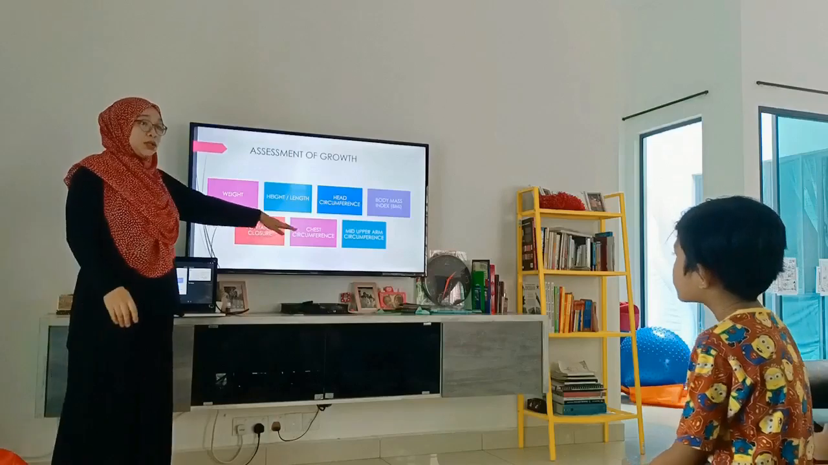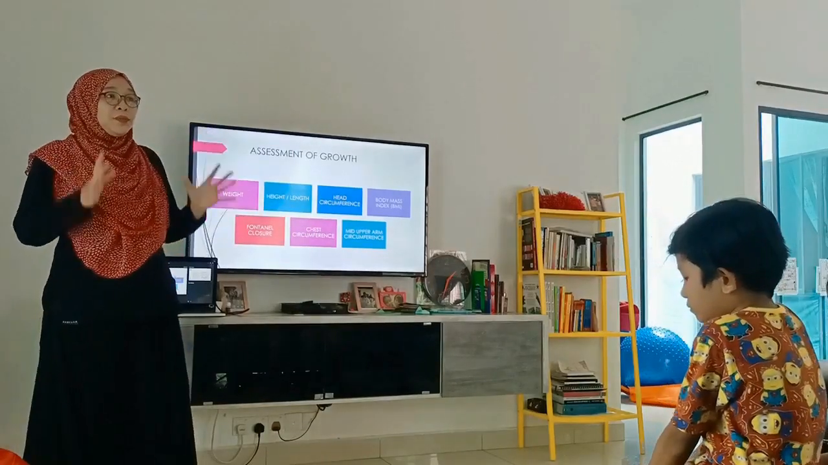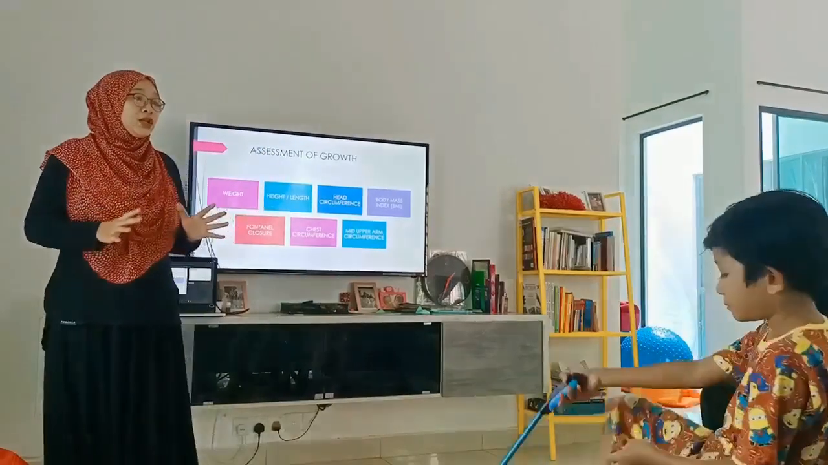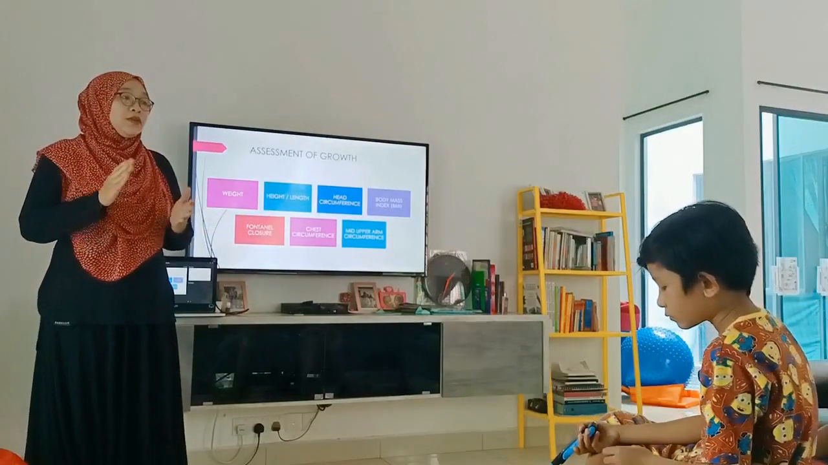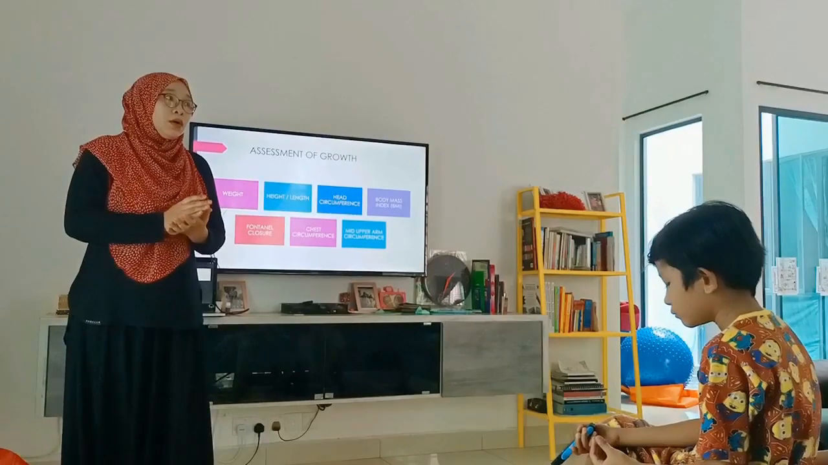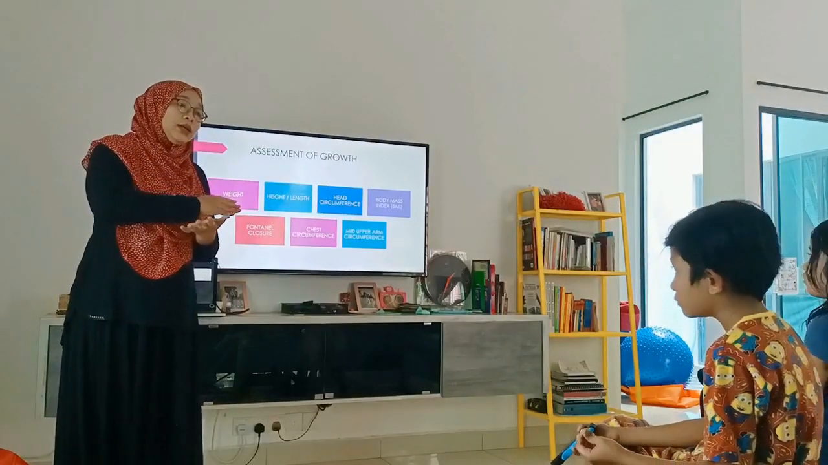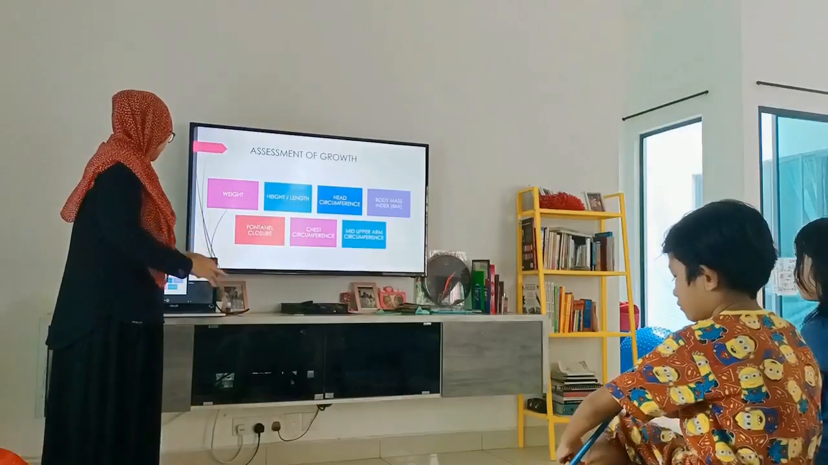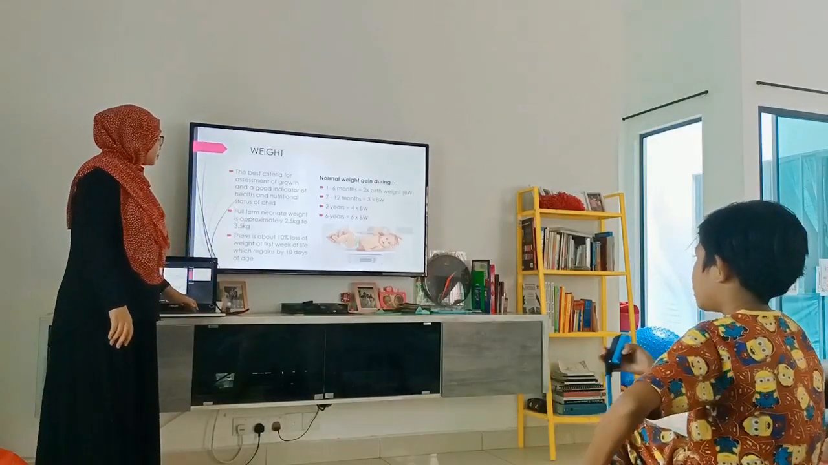For fontanelle closure, a normal baby will have fontanelle closure at age 18 months. If the fontanelle closure happens too early, the baby might have immature fontanelle closure. Okay, look at one by one.